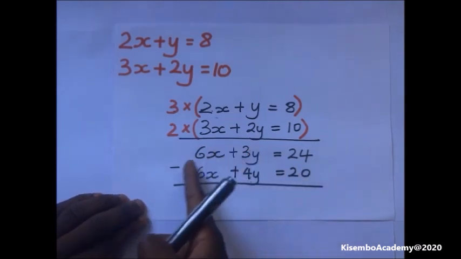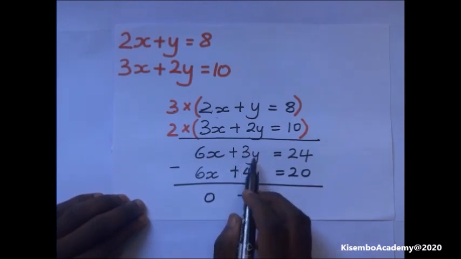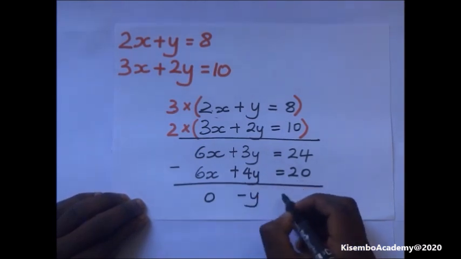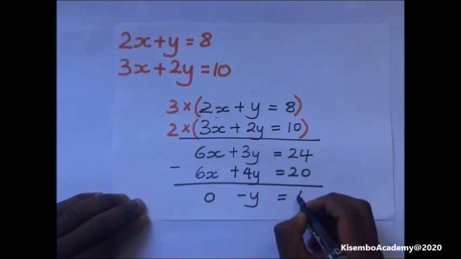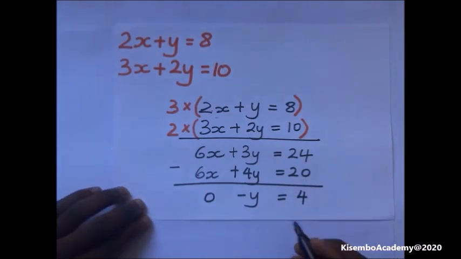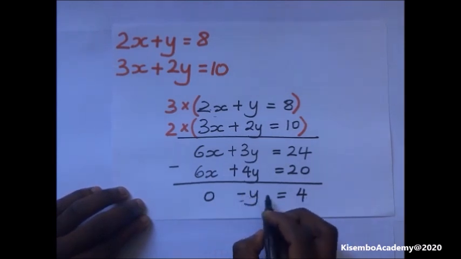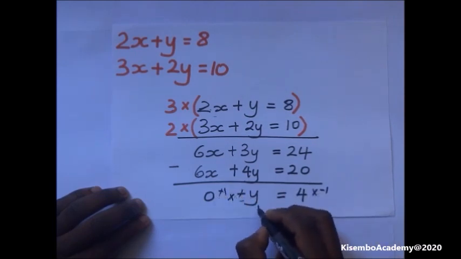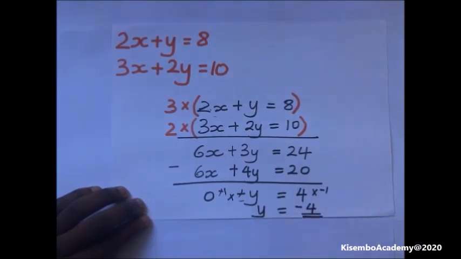Then 3y minus 4y is going to give us negative y, because 3y minus positive 4y gives negative y, and 24 minus 20 is going to give us 4. And of course here, negative y is equal to 4. If we multiply both sides by negative 1, to eliminate this negative from the y, we end up with our value of y as negative 4. So our value of y is negative 4.